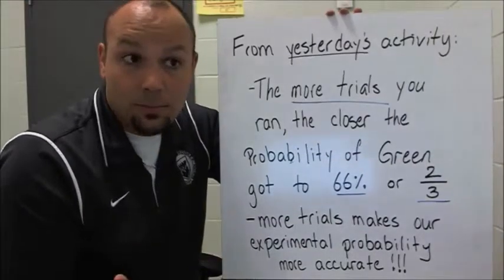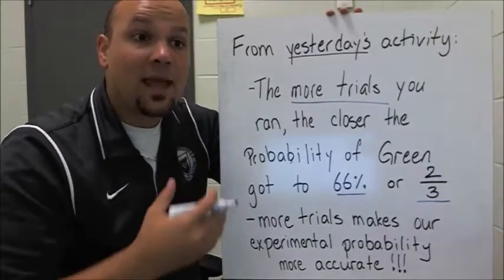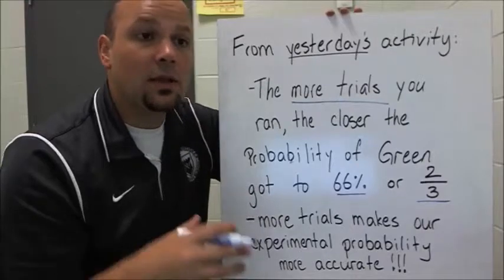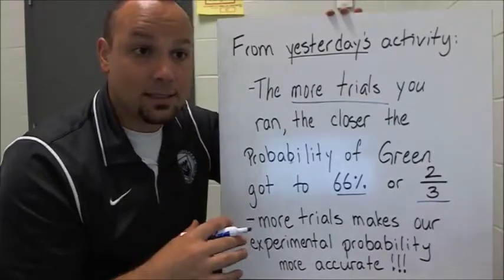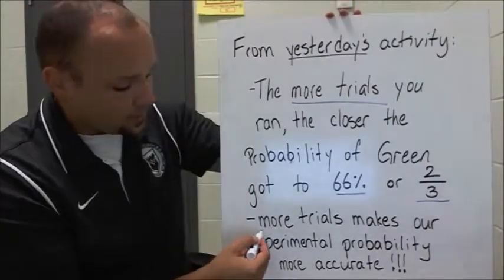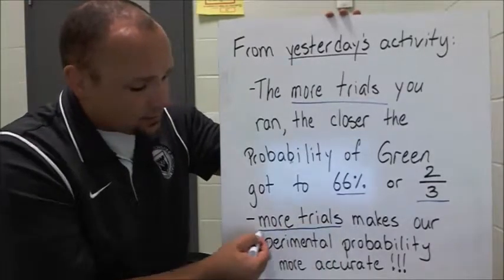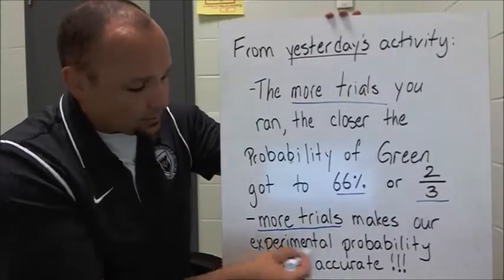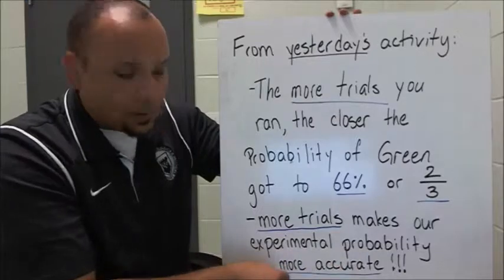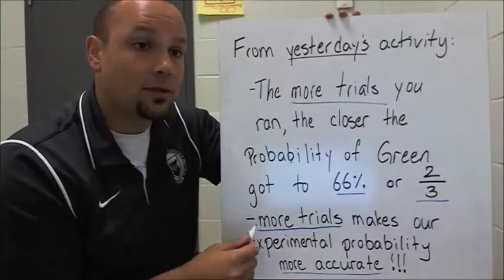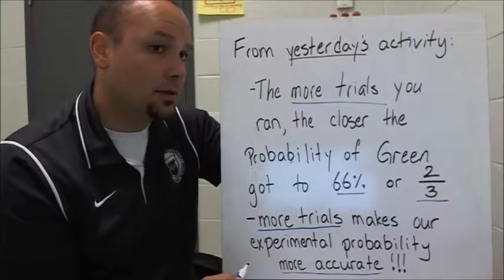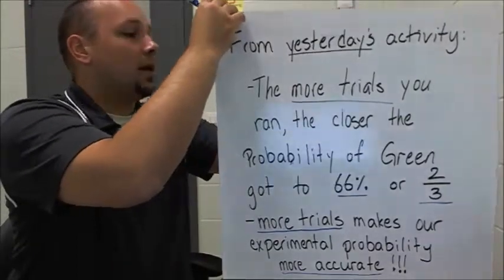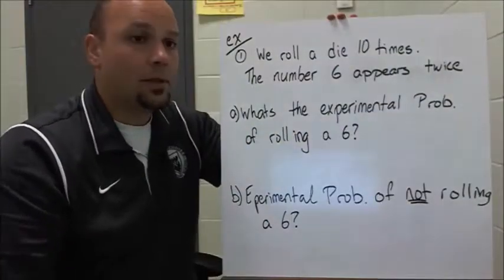So the probability should be 66%, and the more and more trials that we did, the closer our number got to 66. Okay? So that means the more trials makes our experimental probability more accurate. So more trials, better experimental probability. Okay? So now let's look at working with experimental probability.